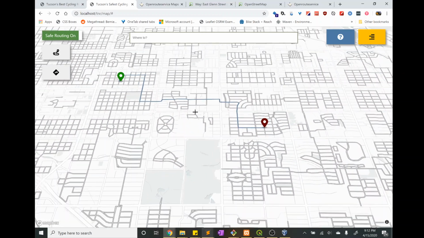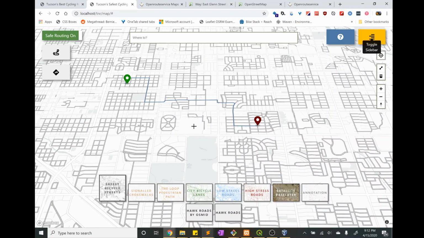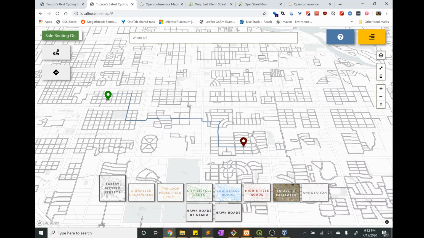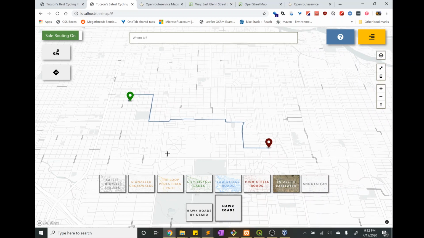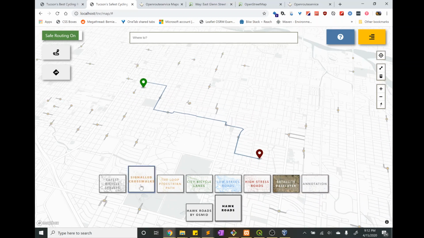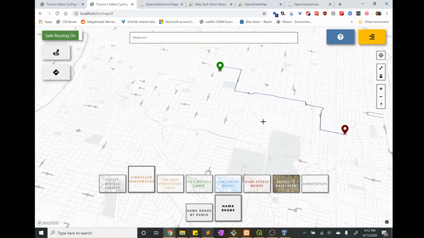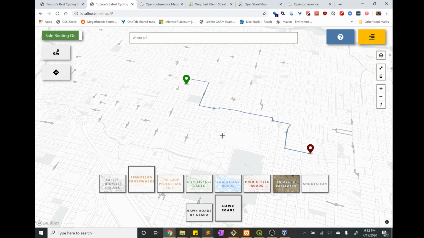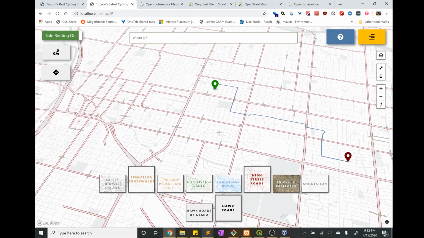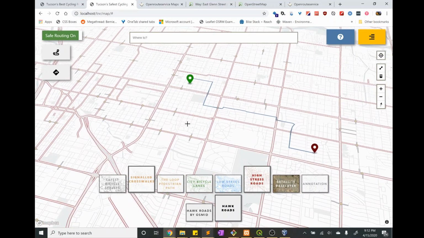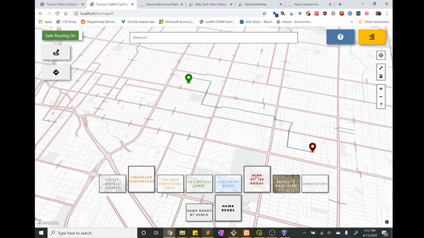Right now, this routing profile is based not on the overall network, but just on the crosswalks through the city. So these are all the crosswalks through the city, and they're the safest ways to cross through these high stress, dangerous high speed roads.